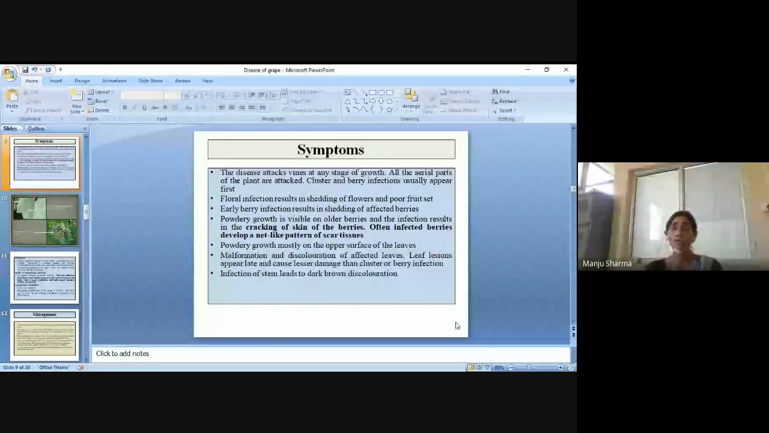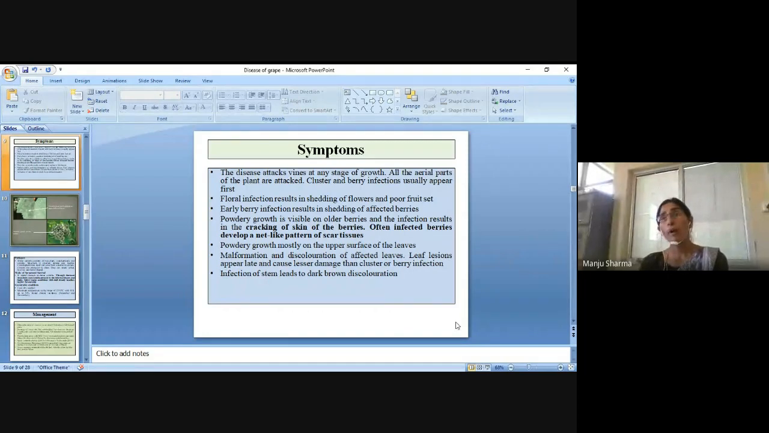Then the powdery growth mostly on the upper surface of the leaves, malformation and discoloration of affected leaves. Leaf lesions appear late and cause lesser damage than the cluster or berry infection, and the infection of stem leads to dark brown discoloration. So these are the symptoms.